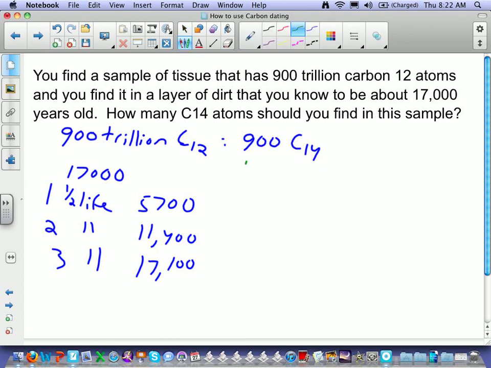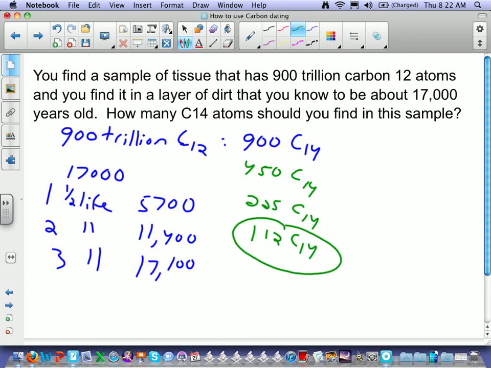So when 1 half-life goes by, there'd be 450 carbon-14s. 2 half-lives go by, 225 carbon-14s. 3 half-lives go by, about 112 carbon-14s. So our answer is that if this sample of tissue is from that layer of dirt that we know to be 17,000 years old, there should be about 112 carbon-14s. So that's the answer.